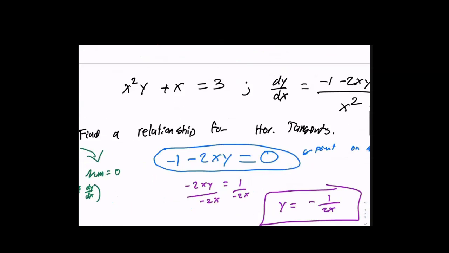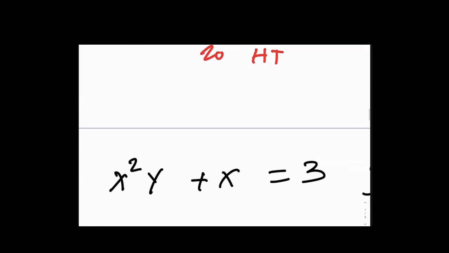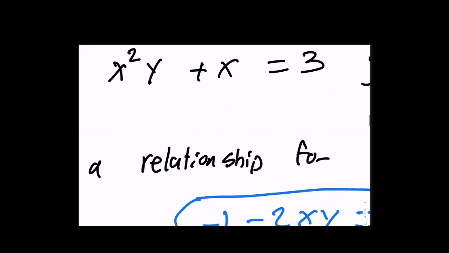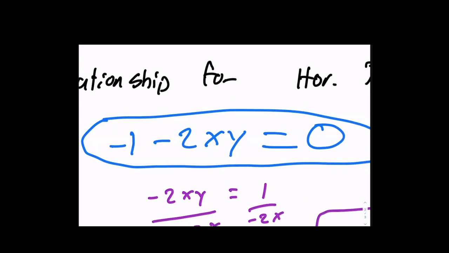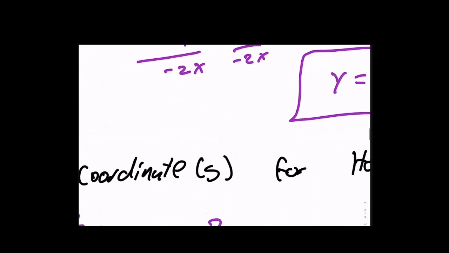These are two relationships of x and y. This is my first relationship between x and y. It shows a relationship of x and y with an equal sign that is true. And then when we found the horizontal tangent, we found another relationship that also includes x and y.